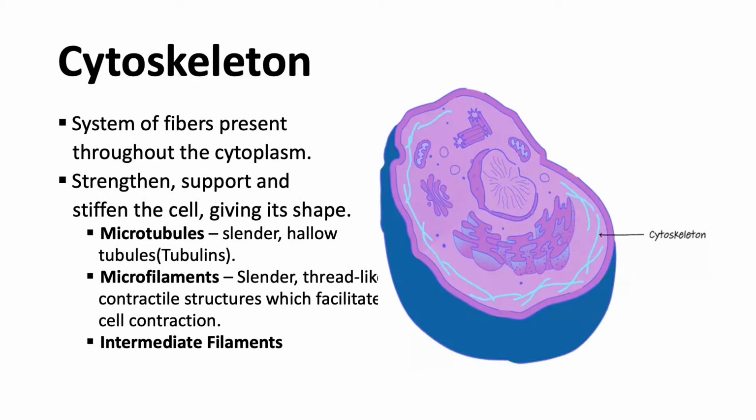Microtubules are slender hollow tubules. Microfilaments are slender thread-like contractile structures which facilitate cell contraction. In anatomy and physiology of skeletal muscles, we have seen the importance of this structure in muscle contraction. So without the cytoskeleton, these fibers, we will not be able to produce muscle contraction.